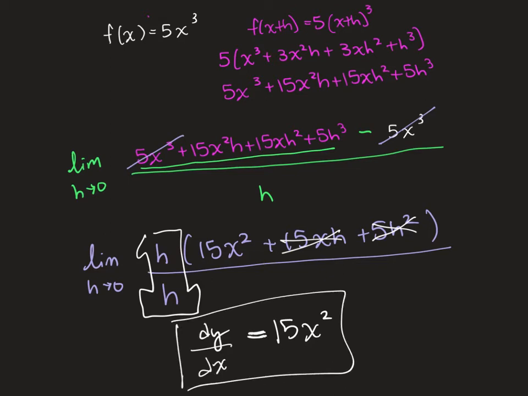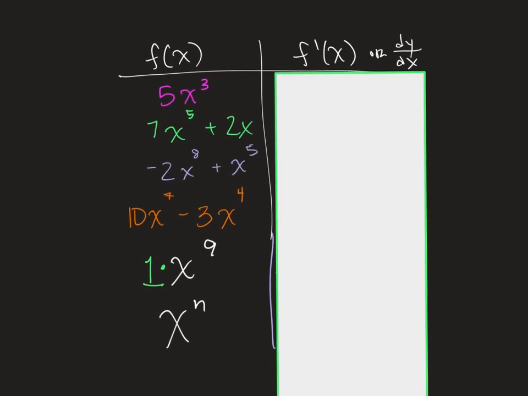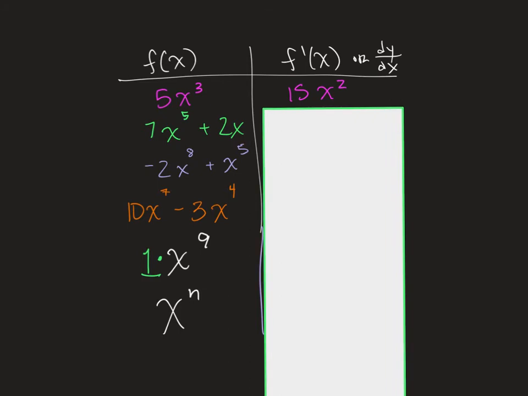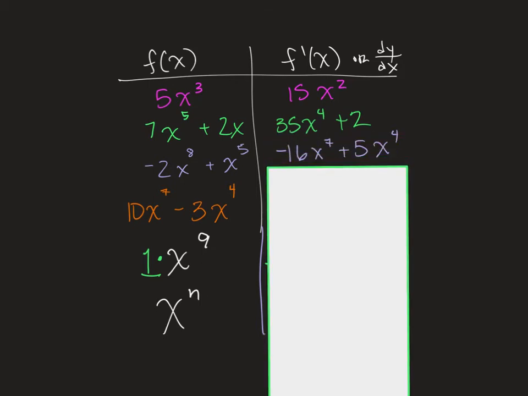Now, that was a really long explanation for a very simple pattern. So let's go back to that table that we just looked at, this one, and let's see if we can figure out the actual pattern. So 5x cubed becomes 15x squared. 7x to the 5th plus 2x becomes 35x to the 4th plus 2. Negative 2x to the 8th plus x to the 5th becomes negative 16.